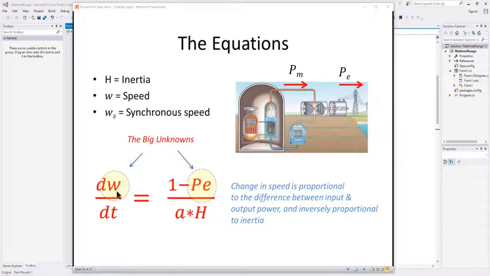So the big unknowns here are speed and electrical power. We need to find the response, the speed versus the electrical power that the generator gives to the system. That electrical power will change as the system changes, and that's what we need to find out. As the electrical system changes, the power going out of the machine changes. As you get faults, or you lose load, or you switch lines, this electrical power will change. So we need to see how the machine responds in terms of speed and other things.